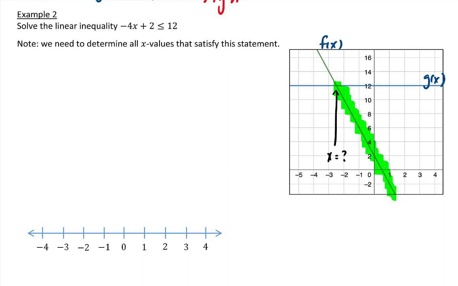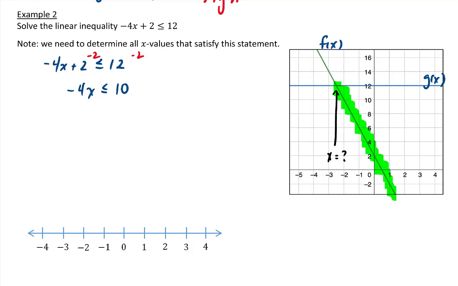So let's determine what this solution might be. First off, we have -4x plus 2, and we want to determine when it's less than or equal to 12. We start by solving this just like an equality. So the first thing we're going to do is subtract 2 from both sides. So that gives me -4x is less than or equal to 10. Again, all I did was subtract 2 from both sides.